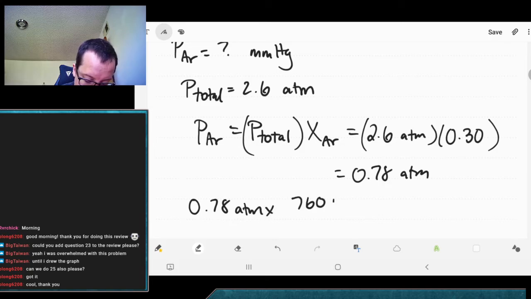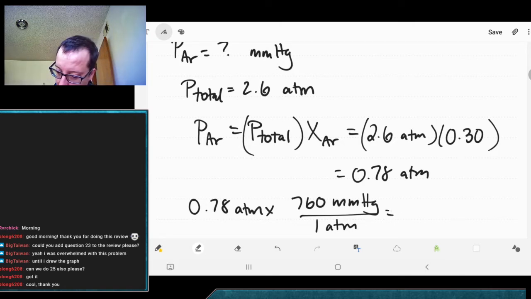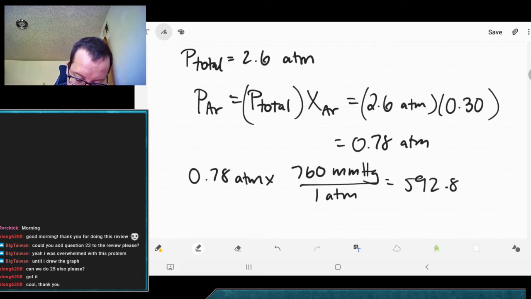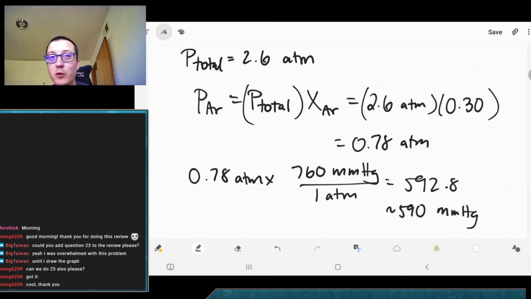For that we would use the conversion factor of 760, times 760, and we get 592.8, which will round to roughly 590, right? And I hope that's the answer. Yeah, looks like that's at least one of the choices. Hooray!